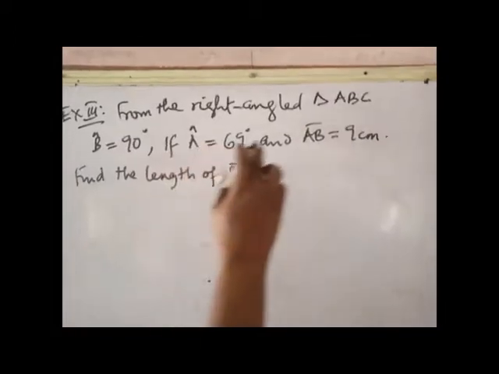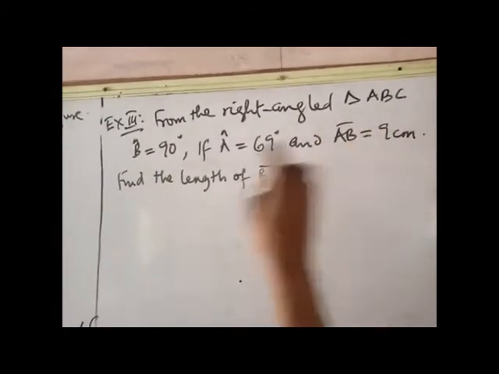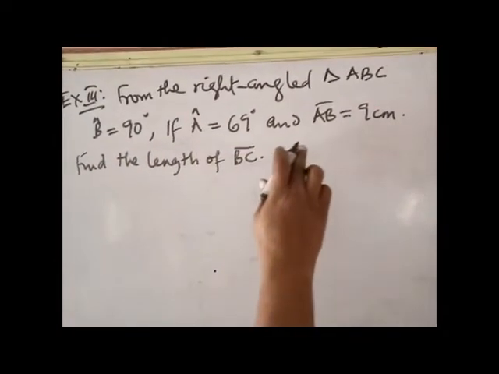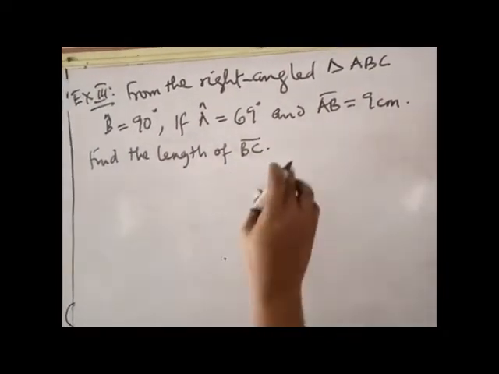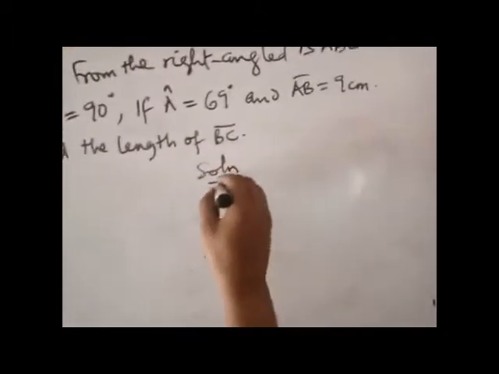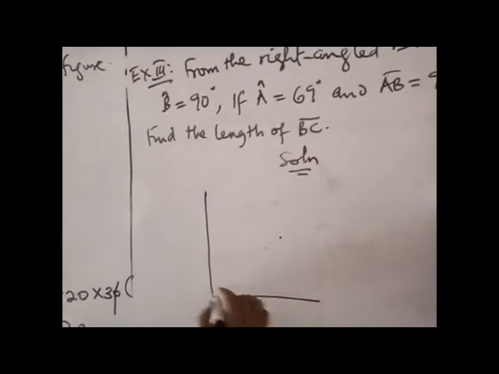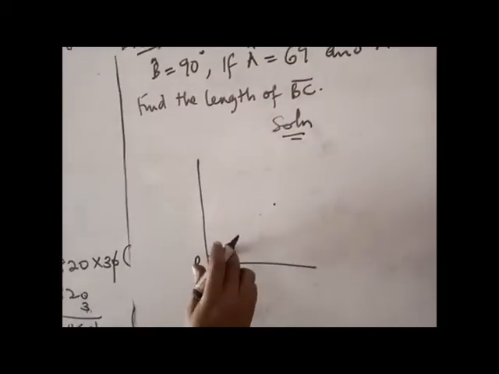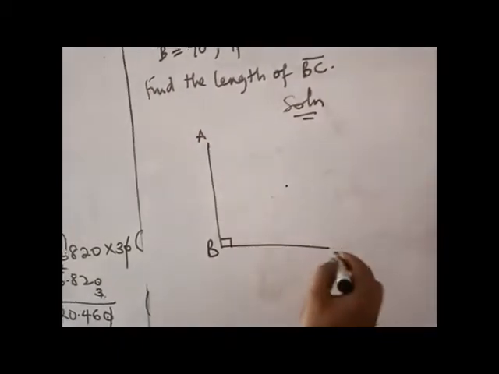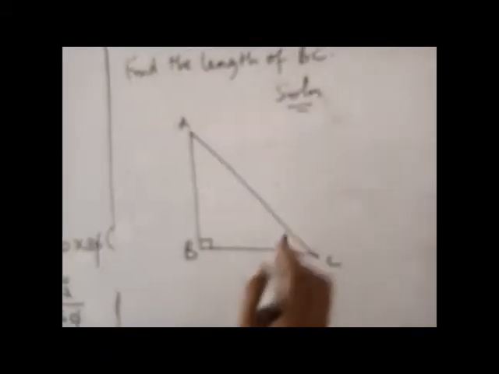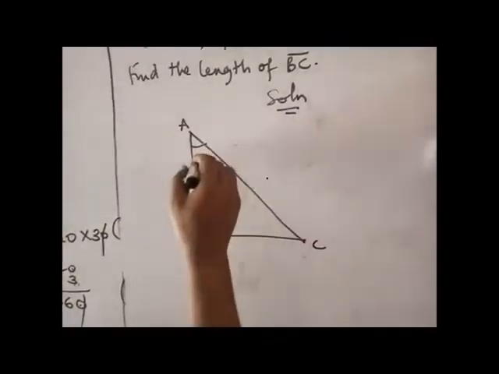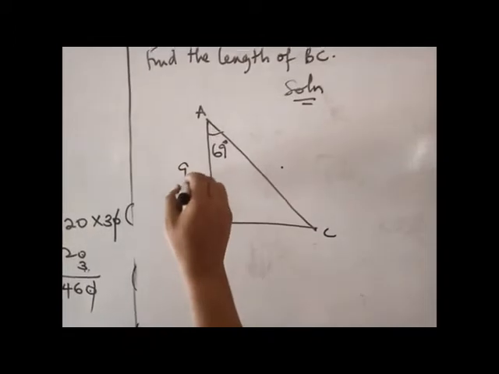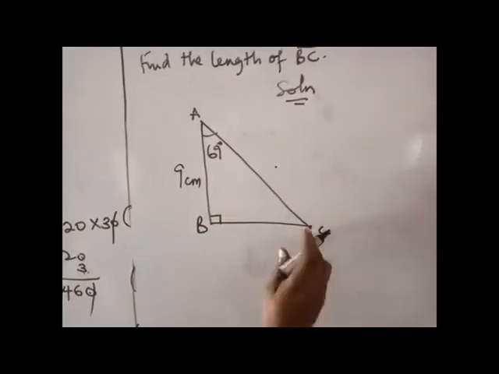Example 3. From the right angle triangle ABC, B equals 90 degrees. If A equals 69 degrees and line AB is 9 cm, find the length of BC. So to solve this, get your right angle. Angle at B is 90, so this is B. You can call here A, here C, and close up. Angle A is 69 degrees, and line AB is 9 centimeters. We are told to look for line BC.